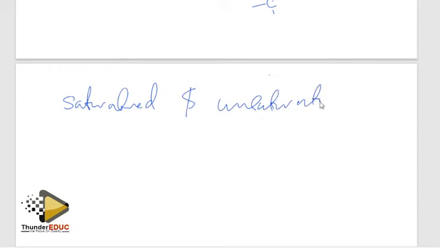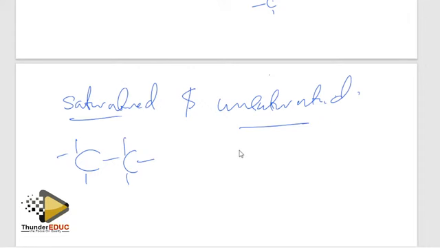Then, saturated and unsaturated compounds. So, how do I differentiate the two? Saturated compounds are compounds which have single bond between the carbon atoms. Single bond throughout between the carbon atoms. Guys, make sure that you know this.